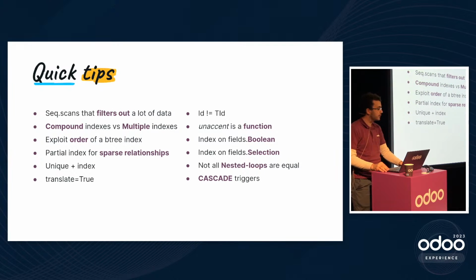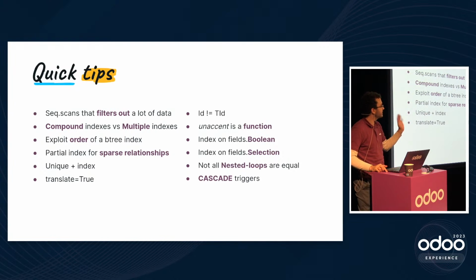Unaccent is a function. We should not forget about it. And if we use a different configuration of Odoo when we launch it and we decide later on, yeah, I will use or not use unaccent, update the index accordingly so you can actually use them. Because indexes are only created when the module is first installed.